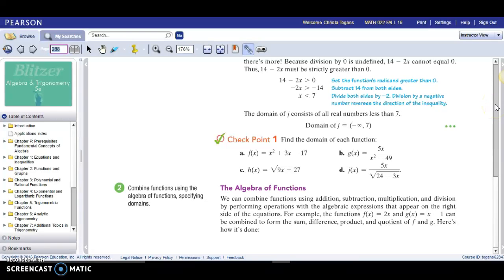Hello students, I would like to point a few things out in your book in section 2.6 that I find very important for you to know and understand. The algebra of functions. We are going to now take a function and another function and we're going to perform sums, differences, products, and quotients on those functions.